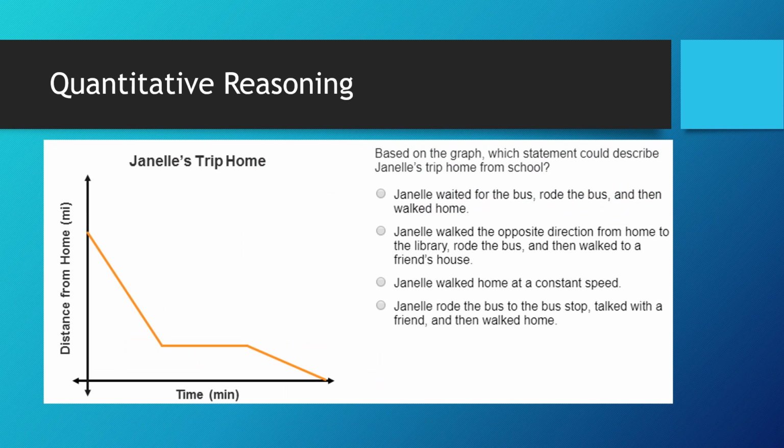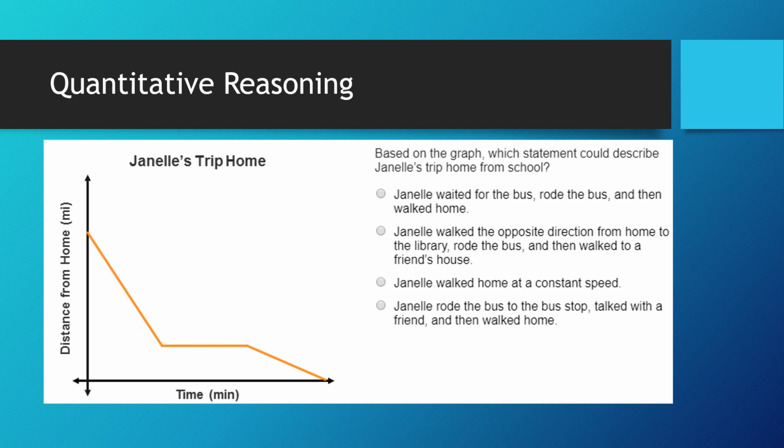Based on the graph, which statement could describe Janelle's trip home from school? So I'm always going to start by reading what the axes are standing for. That's going to help me determine which one's correct and which one's not. So it looks like my x-axis stands for the time in minutes, and the y-axis stands for her distance from her house in miles. So she's starting at whatever distance this is away from her house. And in this first chunk of the graph, her distance is getting smaller. That means she's getting closer to her house.